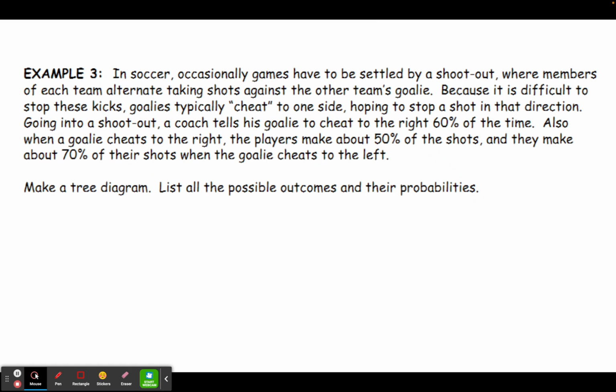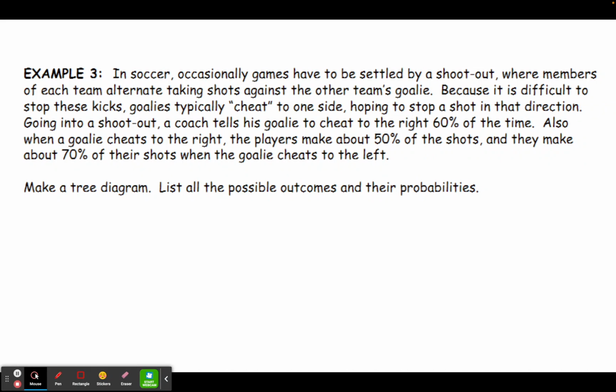Example number 3. This would be a good one for you to read and try, and pause the video while you're doing that. And then when you replay the video, I'm going to go through it very quickly, and then you can stop and fill in any missing parts that you need. But here we're looking at a soccer goalie where during shootout situations, the goalies try to cheat to one side. So for example, before the ball is even kicked, the goalie kind of lunges in one direction or another, anticipating that the player who's kicking the ball is going to kick to the right or to the left.